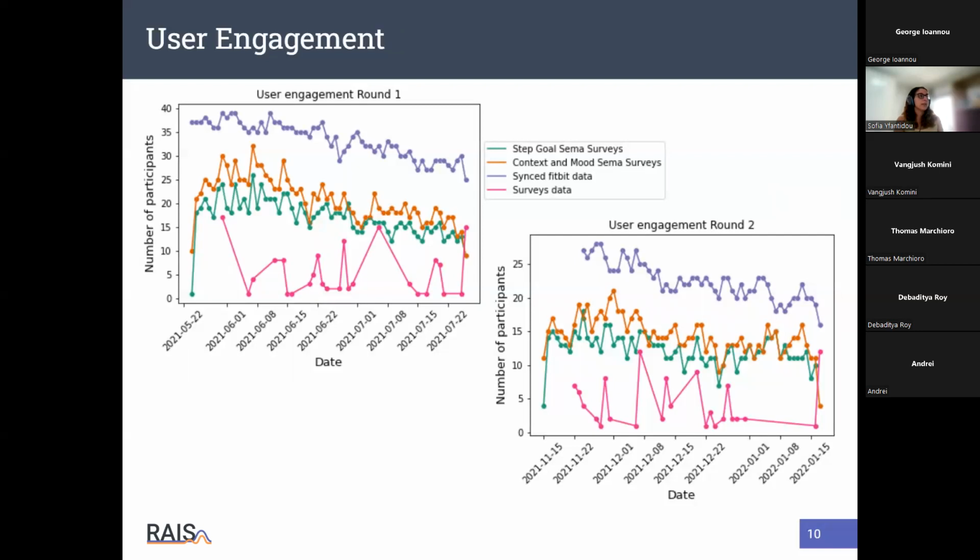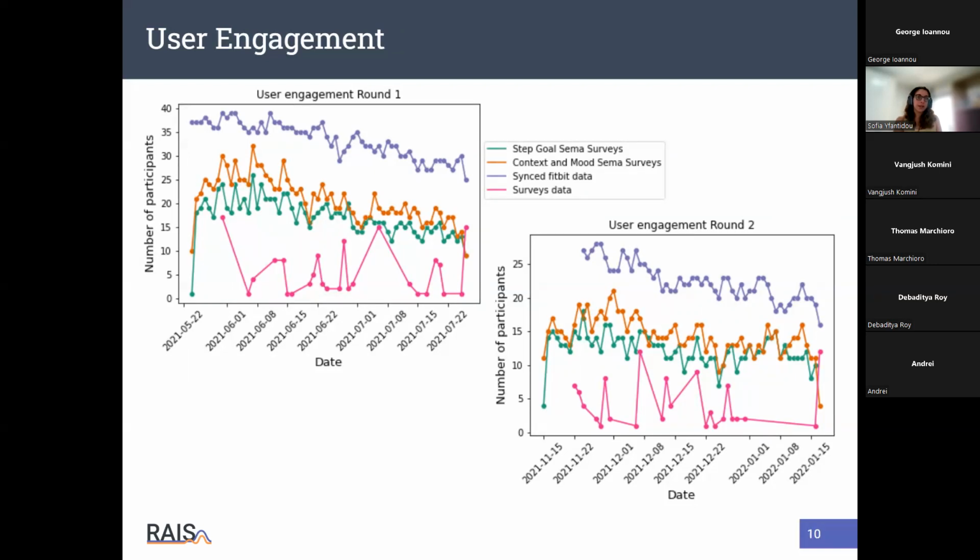Then we noticed that the context and mood survey, and the step goal SEMA surveys, essentially the EMA surveys that we were sending daily to the users, have, let's say, less compliance compared to the Fitbit data. That is expected again because it's not unobtrusive data collection, but we're actually asking for feedback from the users, and of course not all users complete these surveys.